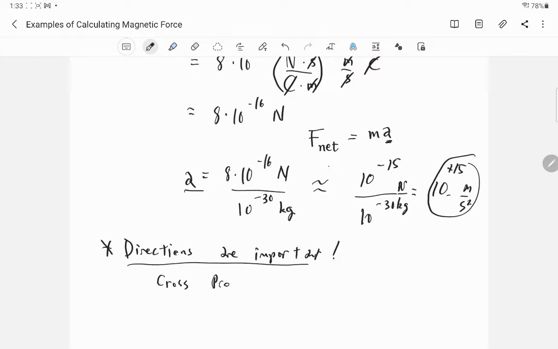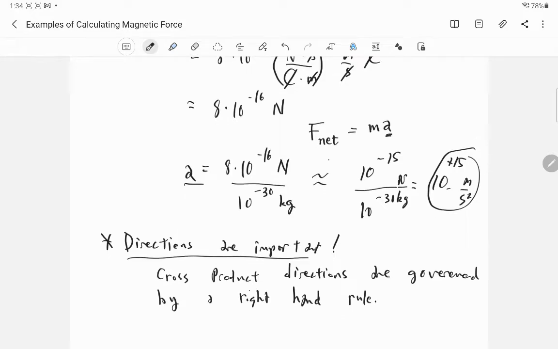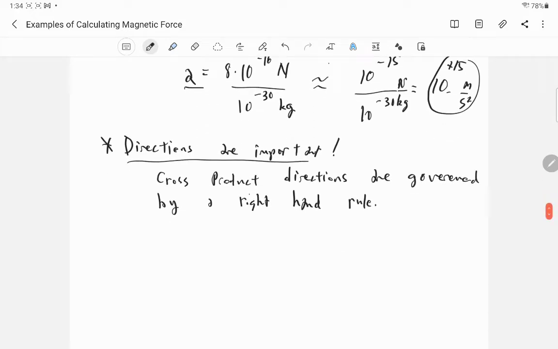When you do vector cross products, vector cross product directions are governed by what's called a right-hand rule. You're going to see the right-hand rule explained, or sometimes symbolized by RHR. The right-hand rule is a skill that you need to develop.